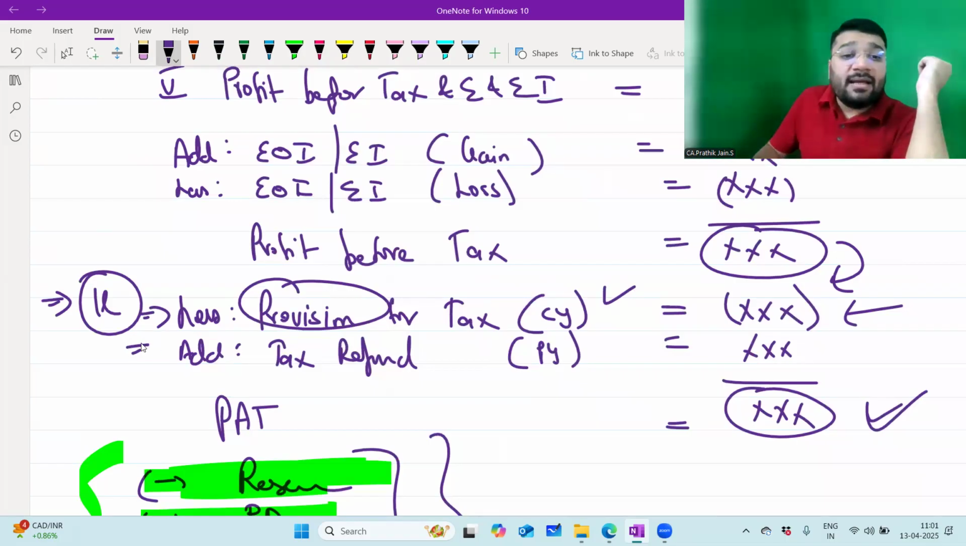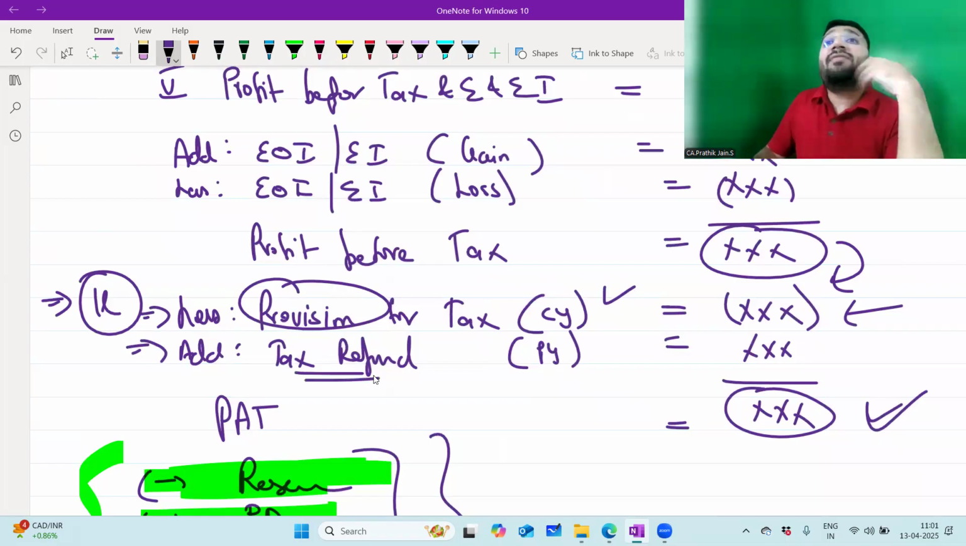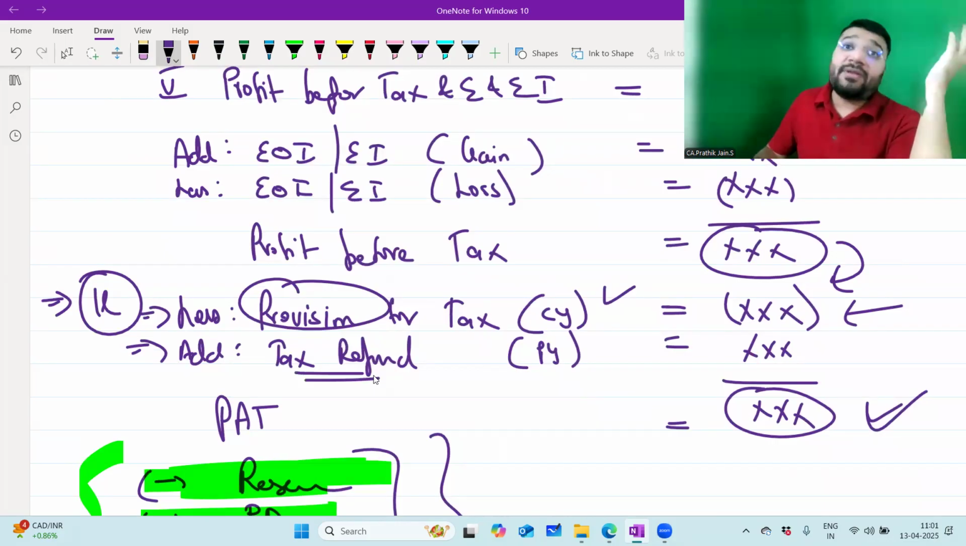Okay. Second, refund of tax. Tax refund is coming for which year? Previous years. I would have submitted the previous year's return or the previous to previous year's return.